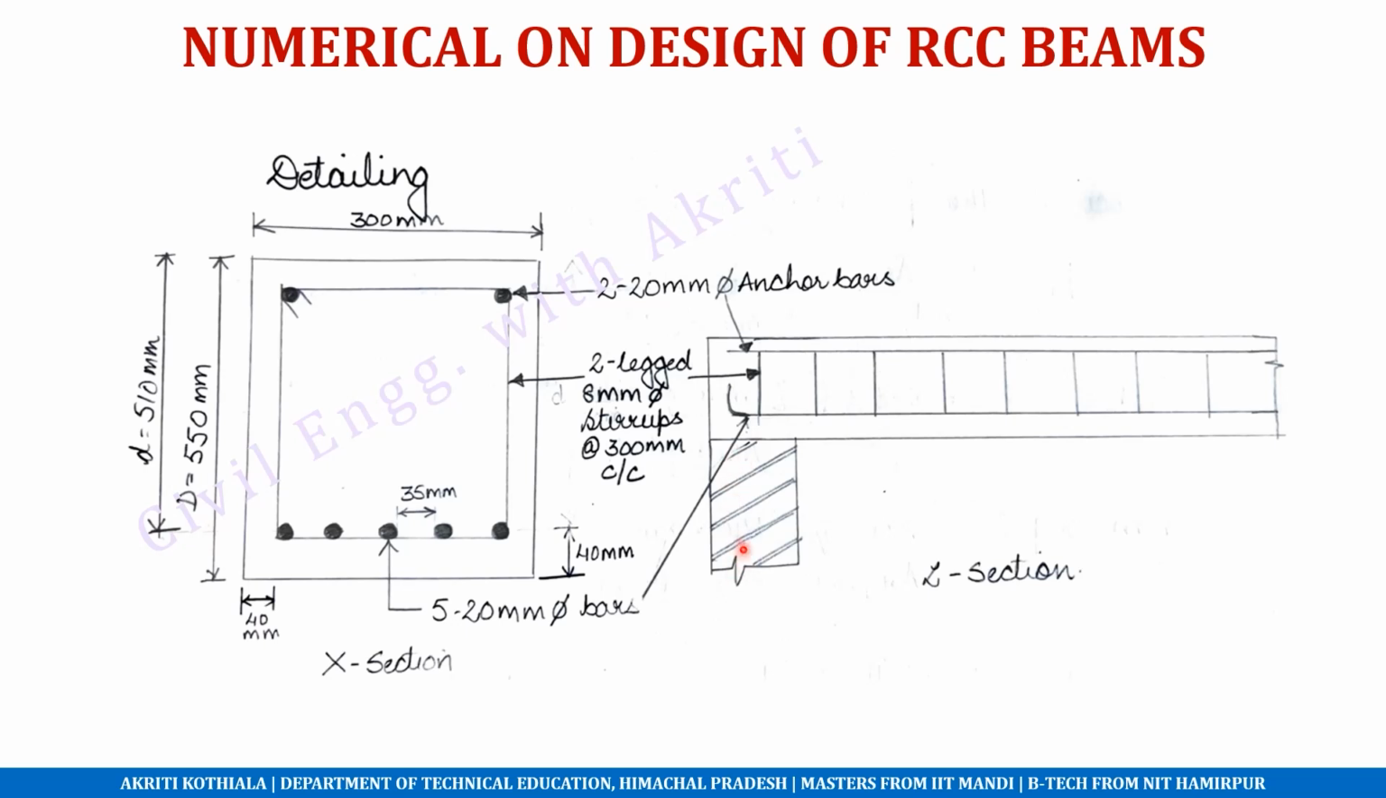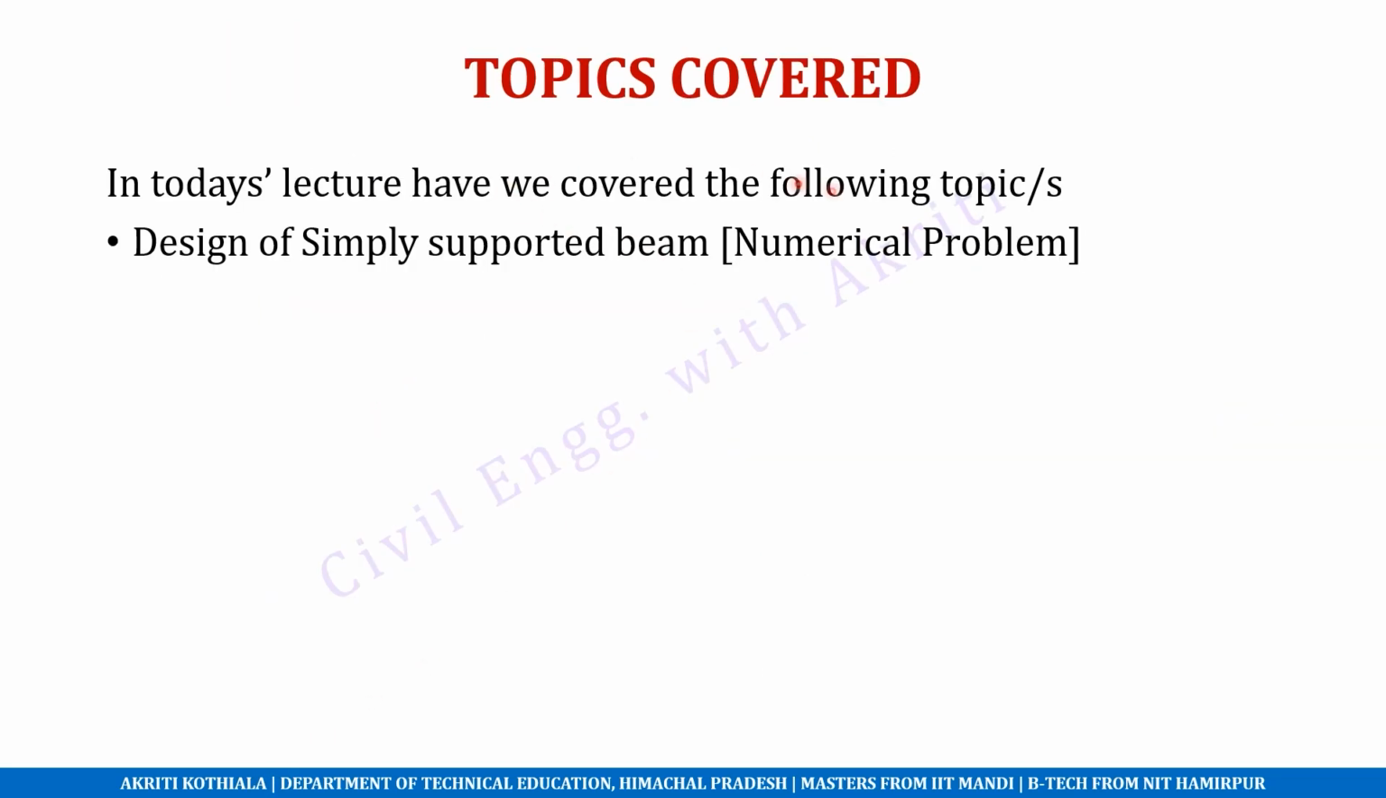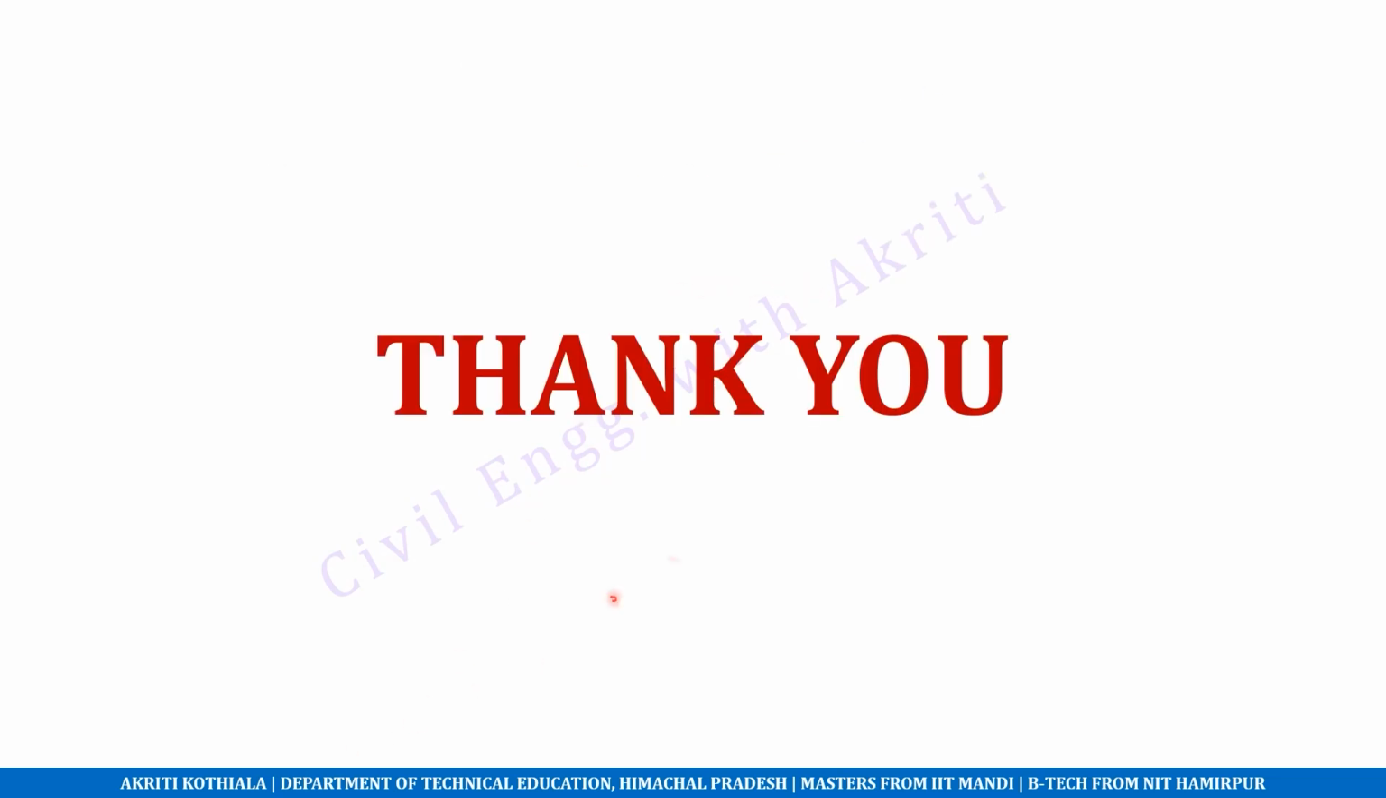And here we can see the longitudinal section, the L section of the beam, in which at 300 mm the stirrups have been shown throughout the section. The support has been shown, the hook has been shown, and the anchor bars have been shown. So this is the detailing and is the last step of the design, and this is very important. So in this video, we covered the design of a simply supported singly reinforced beam, a numerical problem on it. So thank you.